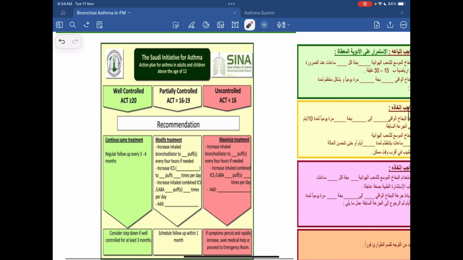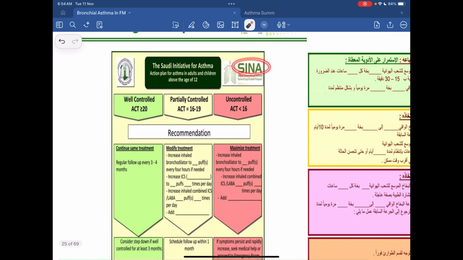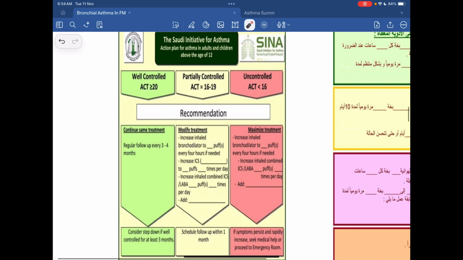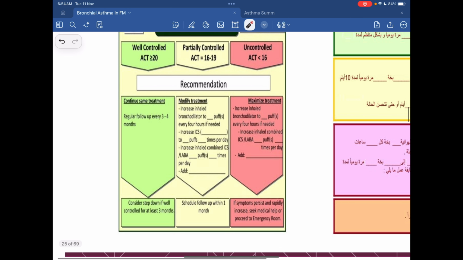بالنسبة للسعودي Initiative for Asthma سينا they recommend متى follow up على حسب asthma control. إذا كان well controlled ف regular follow up every 3 to 4 months. وإذا لاحظنا إنه was controlled by هذه 3 months we can consider stepping down, which will explain what stepping down means. But in general the treatment of asthma has a step up step down approach اللي يغضنها من سنة رابعة.